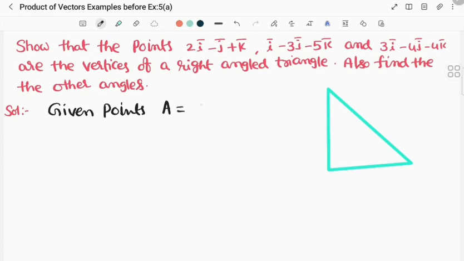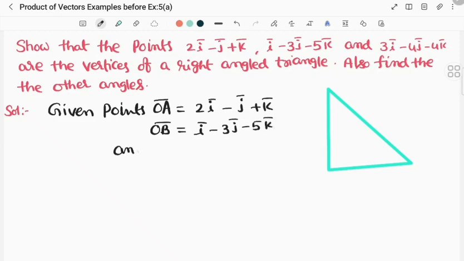I am taking the points as position vectors. You remember, dear students, the vectors: OA bar is 2i minus j plus k. The second point, OB bar, is i minus 3j minus 5k, and OC is 3i minus 4j minus 4k.